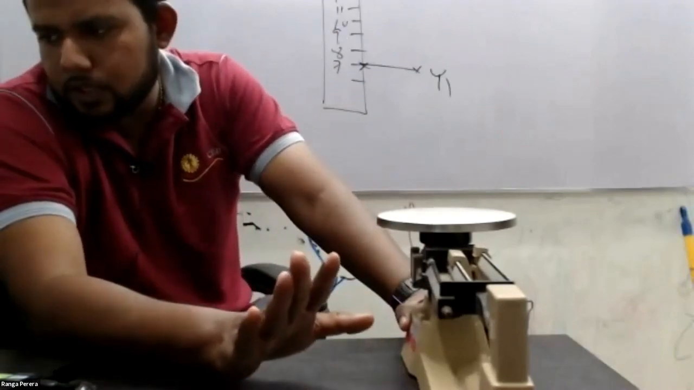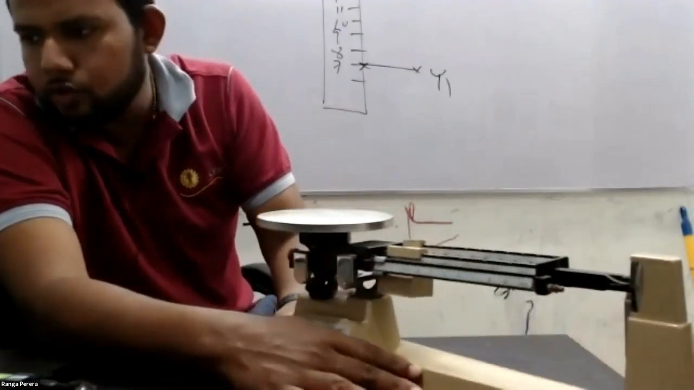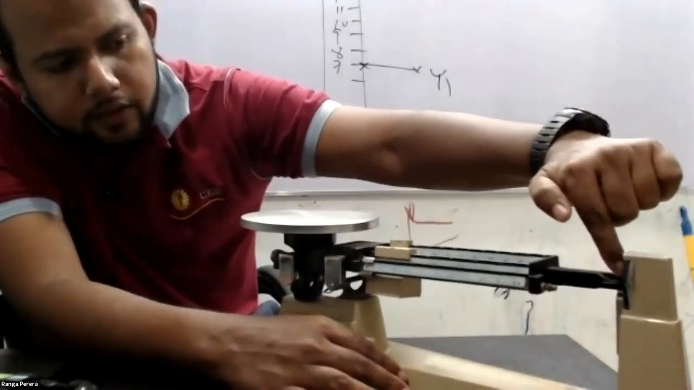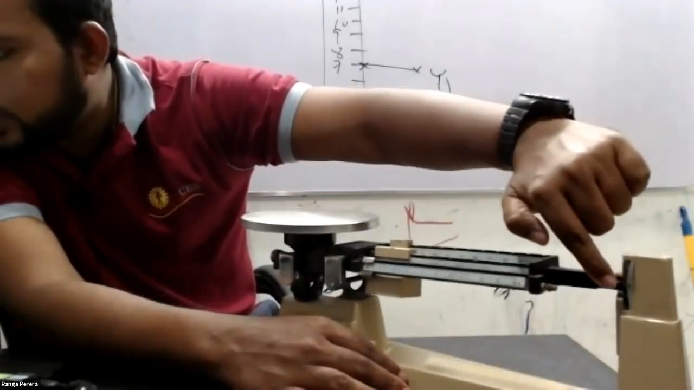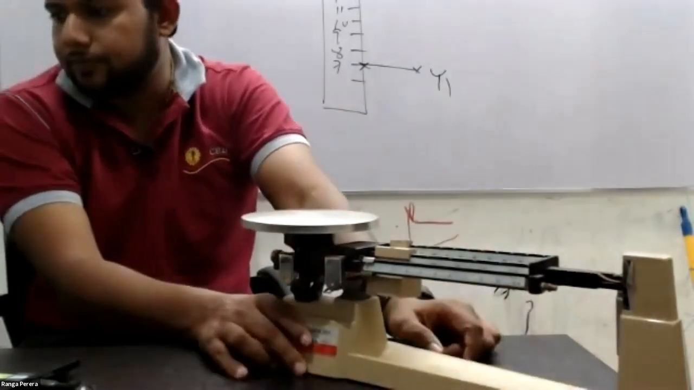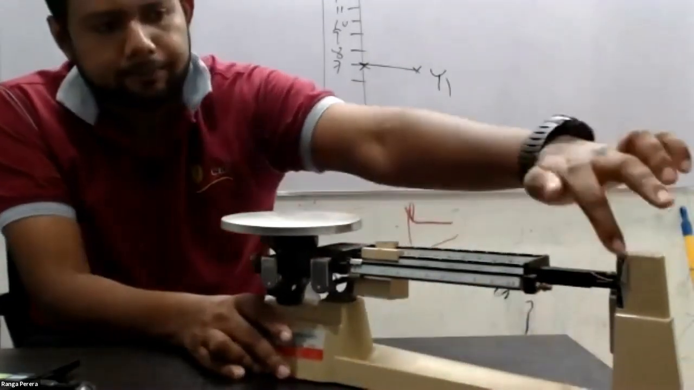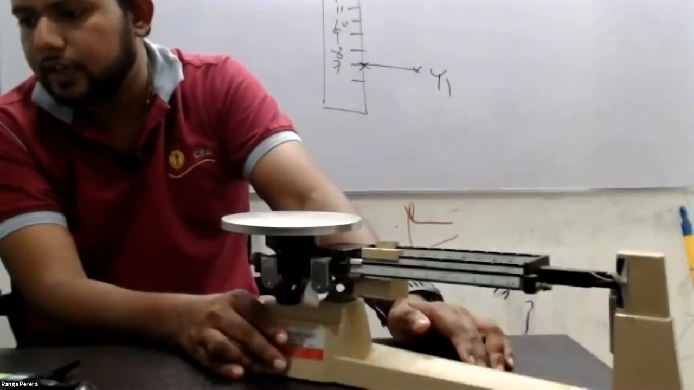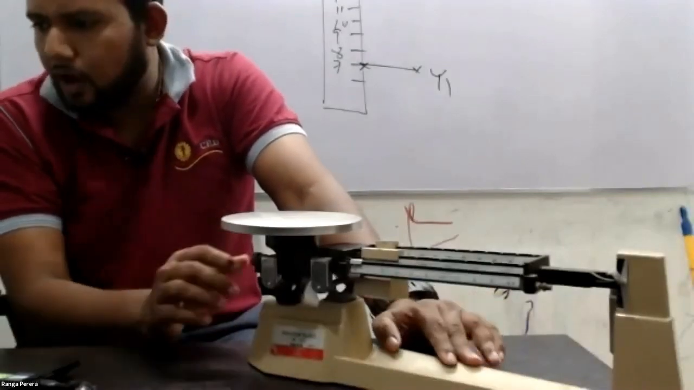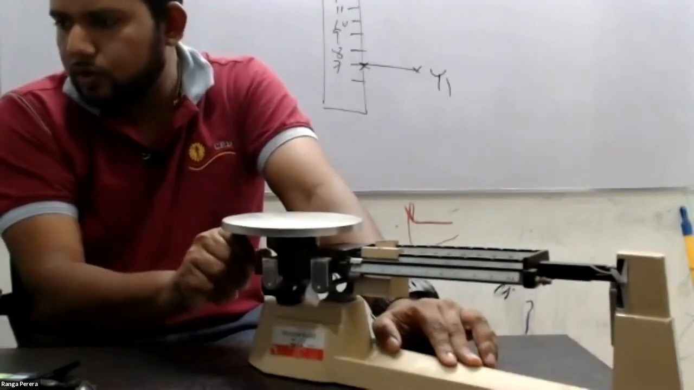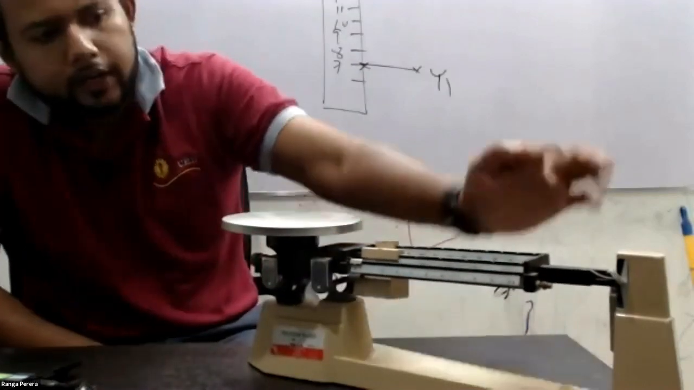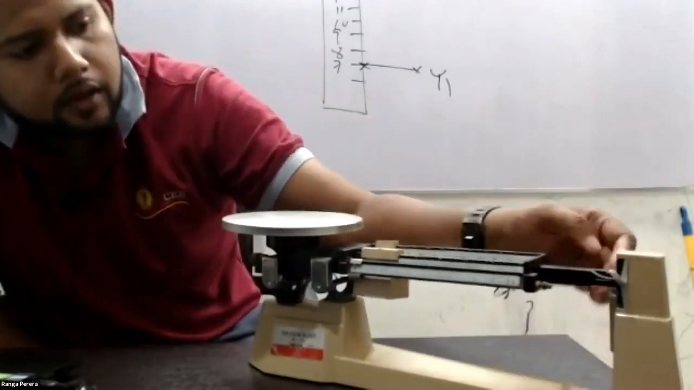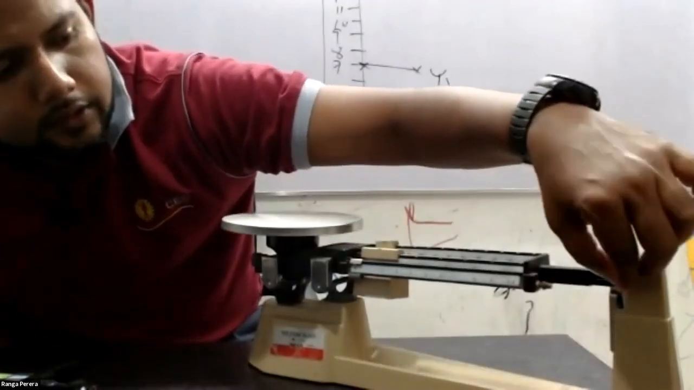Before taking any measurement, the first thing you should do is to take this line exactly to the zero location. Can you see the zero location here? The center mark. If it is not so, you want to screw it. Look at here now, it is not exactly zero.